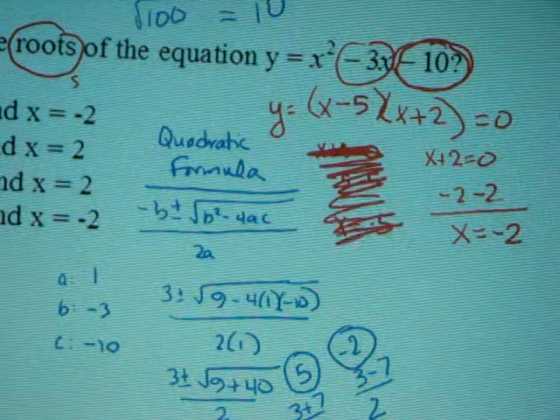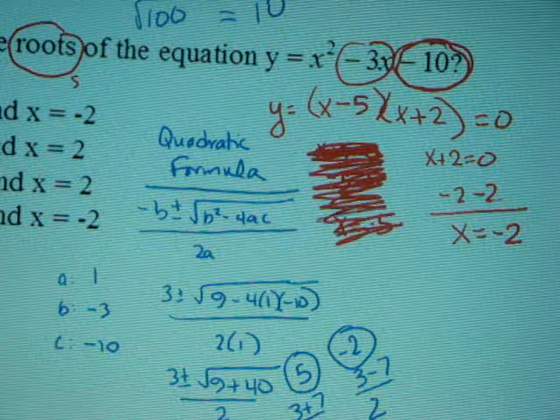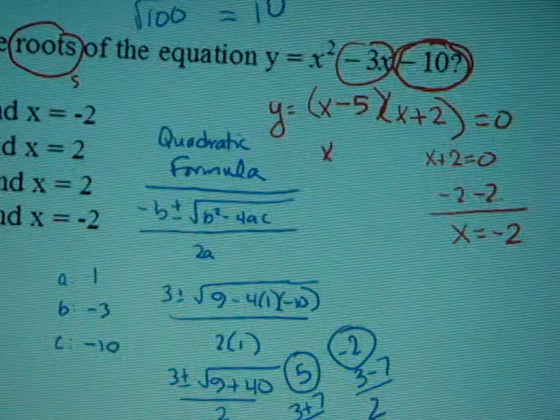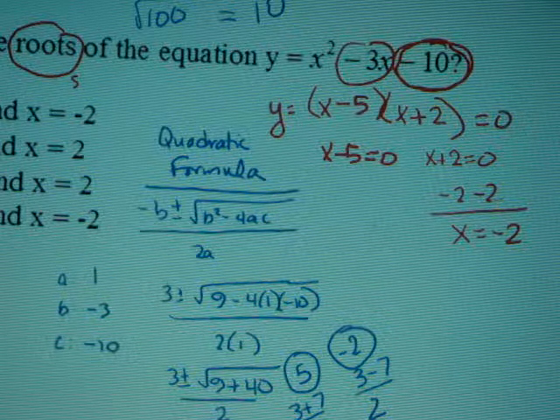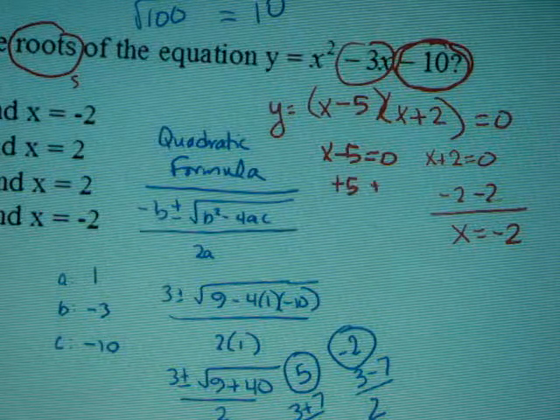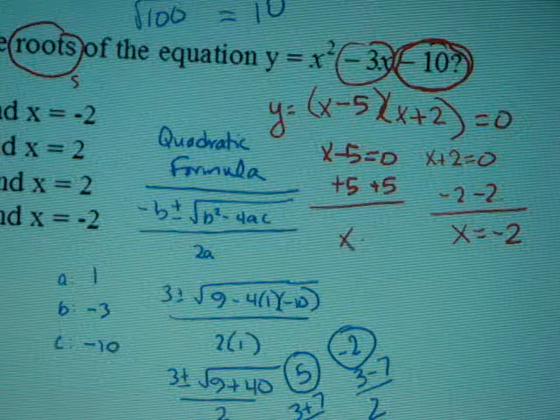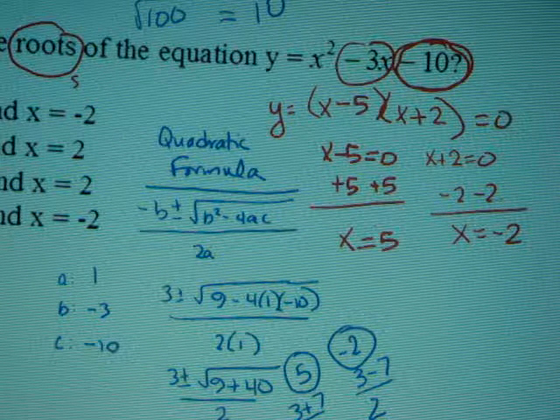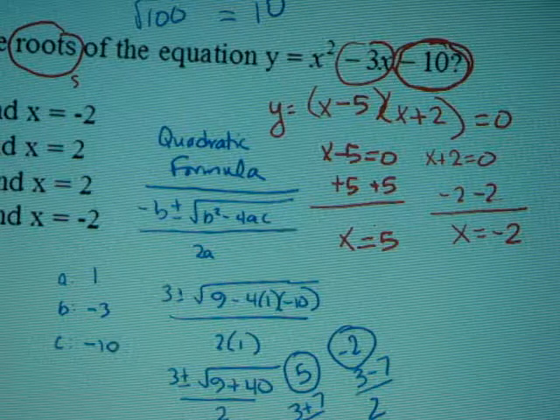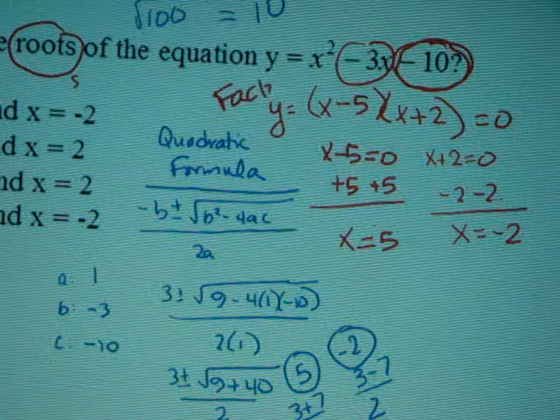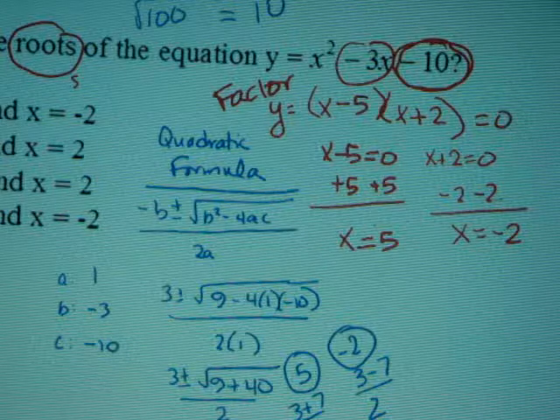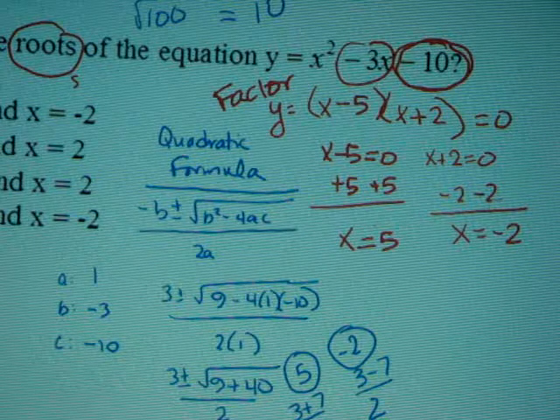Wait, I made a mistake. Look at the 5 again. It should say x minus 5. X minus 5 equals 0. Now what would you do? To isolate x, you would add 5, correct? So add 5, x equals 5, and x equals negative 2. Same answer, just a different way to do it. So you could do this by factoring, which I've done in red, or you can do it with quadratic formula. Good luck in your video. We appreciate you doing it.